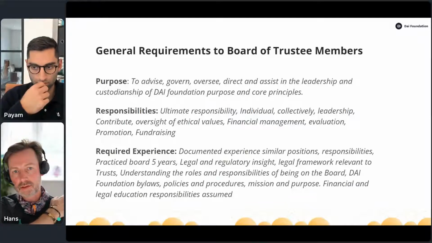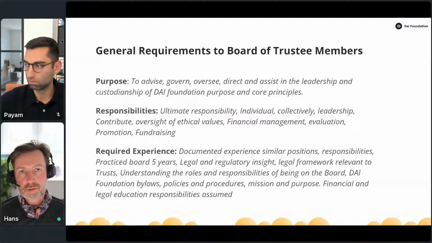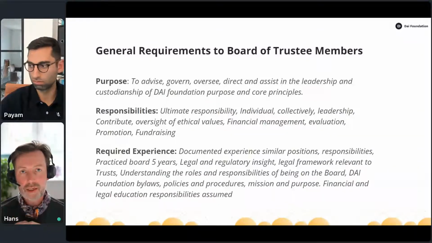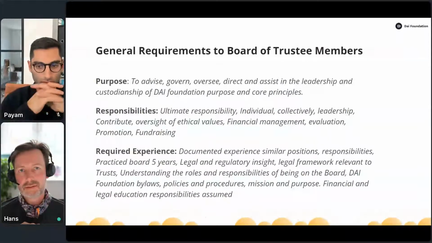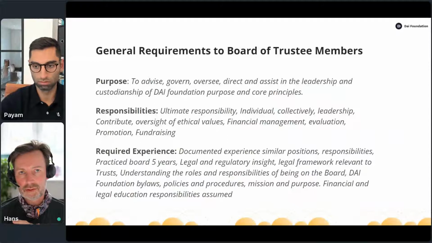And that could also include oversight of ethical values, financial management, promotion, fundraising. That does not mean that you as an individual board member need to exercise your abilities everywhere, but our chairman, Søren Peter, will delegate to those in the board who have the best experience in that particular area. And that is the chairman's role, to get the board of trustees to work in the best and most efficient manner. Therefore, we also have some required experience.